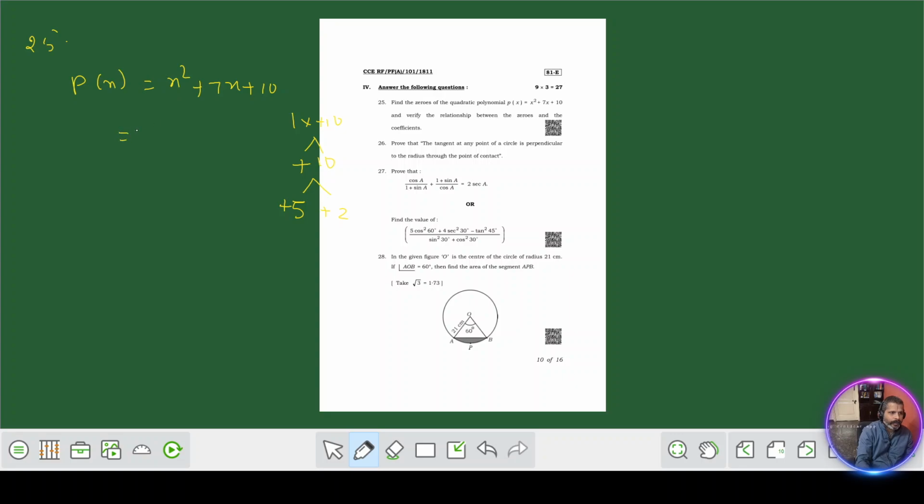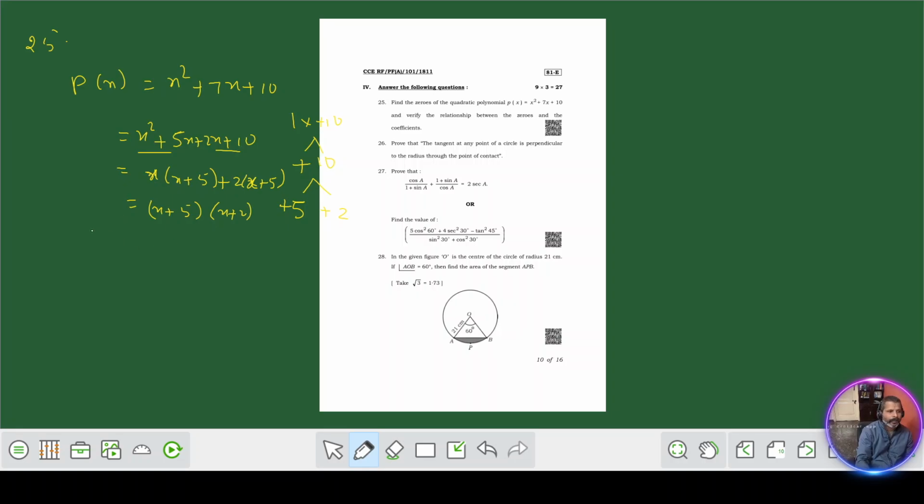So this becomes x square plus 5x plus 2x plus 10. Taking the common, we get x of x plus 5 plus 2 of x plus 5. Right? So among these two, x plus 5 is common. We take out x plus 5. The remaining is x plus 2.